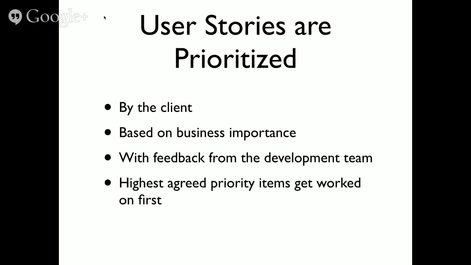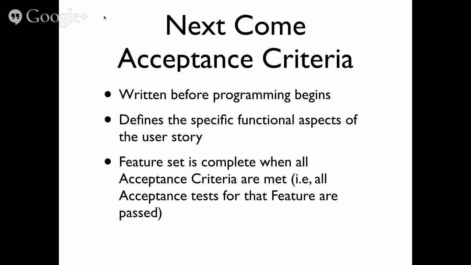User stories are prioritized in agile development, typically by the client. That prioritization is based on business importance for the client, with feedback from the development team, because sometimes there are components that aren't important to the client but are fundamental to have in place before the client's business needs can be met. So you have to help guide them, but they need to be the one that sets the priorities, and the highest priority items get worked on first.